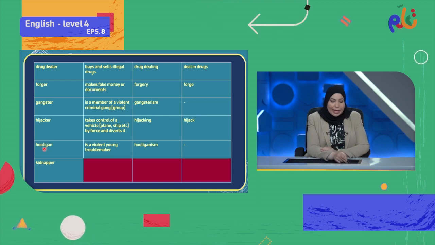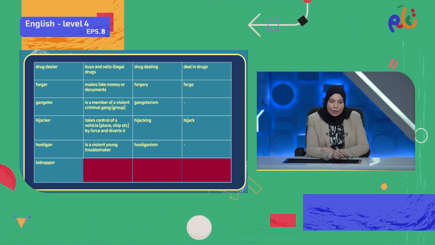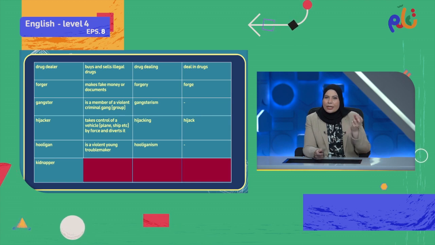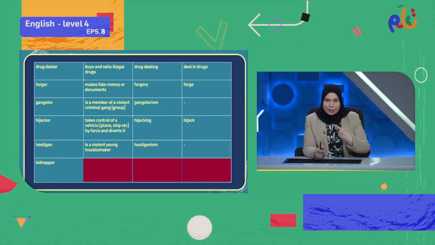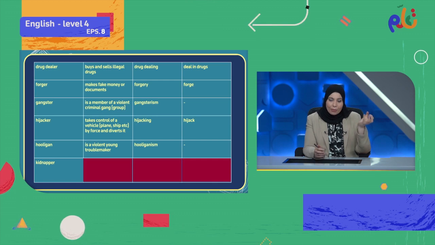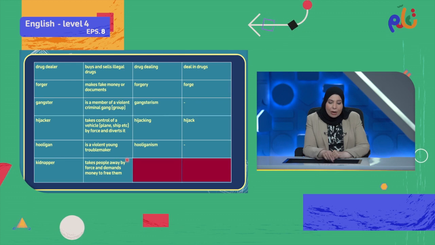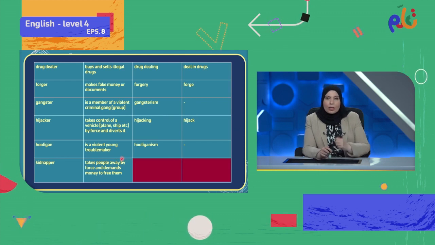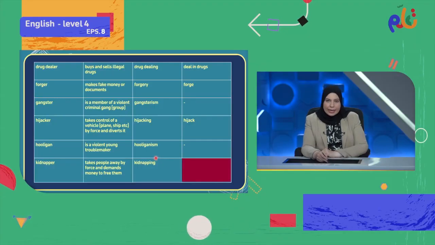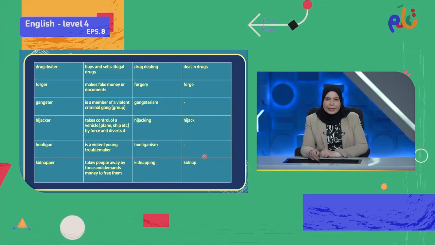Okay, and the next one is a kidnapper. Kidnapper, if you remember, kidnapping is the crime. So the kidnapper is the criminal who takes people away by force and demands money for it. Like when we said that babies who are kidnapped are taken by force, this is called kidnapping, and this is the name of the crime. So the crime is kidnapping, and the verb is kidnap.